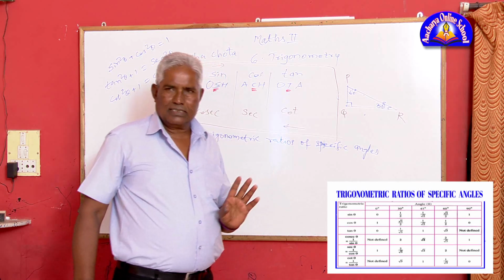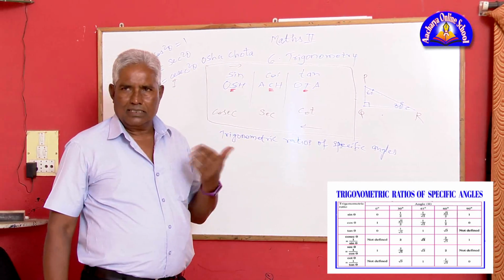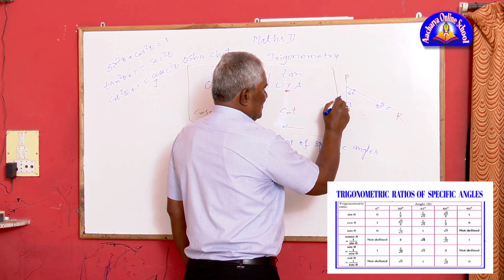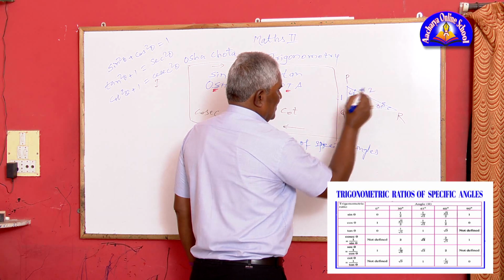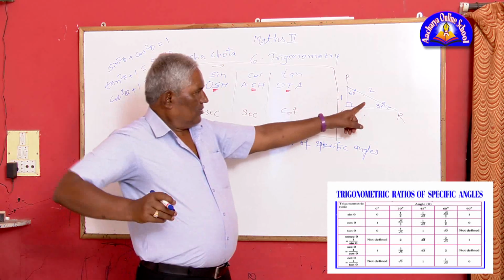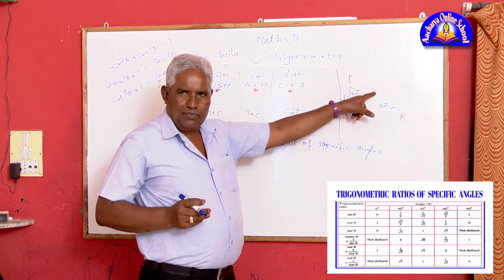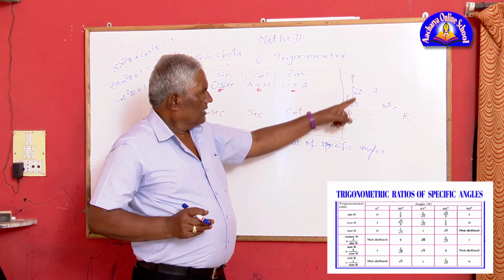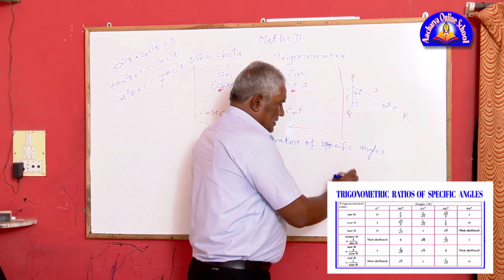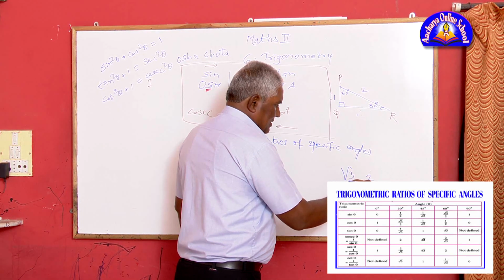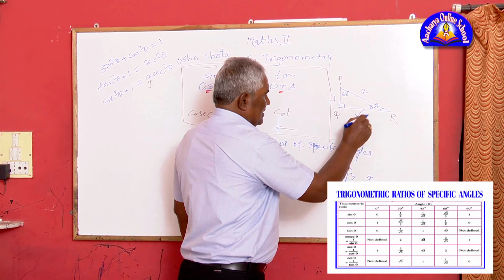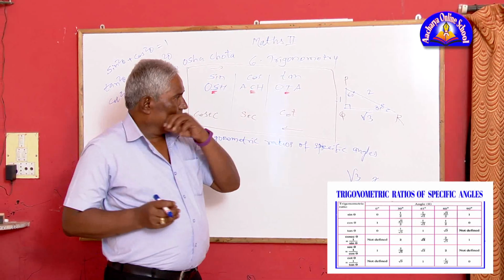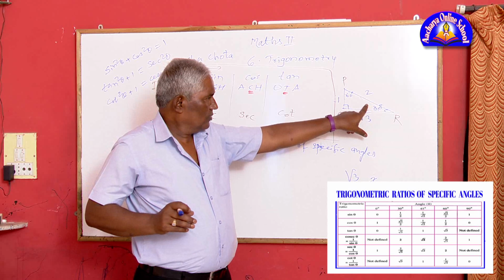You have studied the 30, 60, 90 theorem in 9th standard and in 10th also. Side opposite the angle of 30 degree is half of the hypotenuse. Suppose this is 1, then the hypotenuse will be twice the side. If hypotenuse is 2, then this side will be 1, and side opposite the angle of 60 degree is root 3 upon 2 of the hypotenuse. If hypotenuse is 2, you will get root 3, and therefore this side will be root 3, and here you will get 60. Actually you will get 12 ratios here.